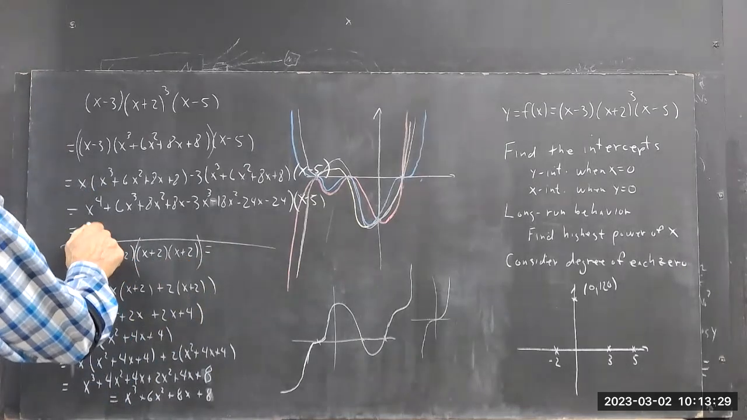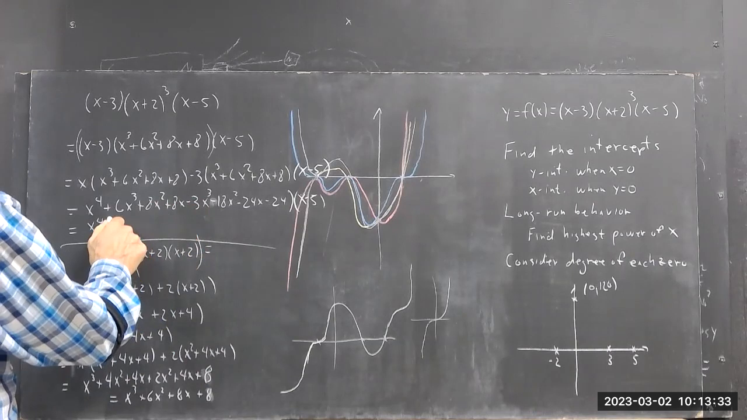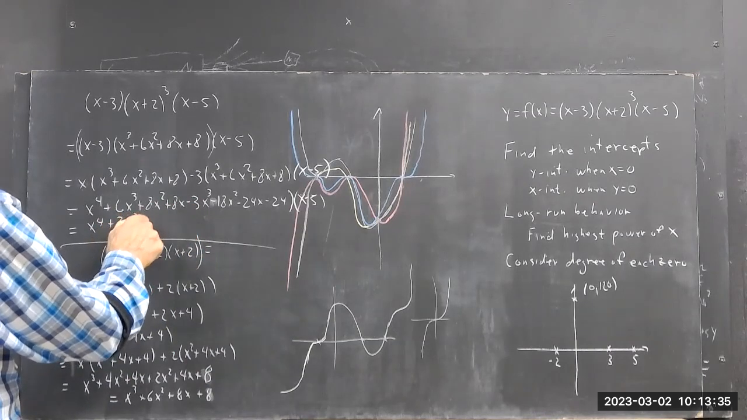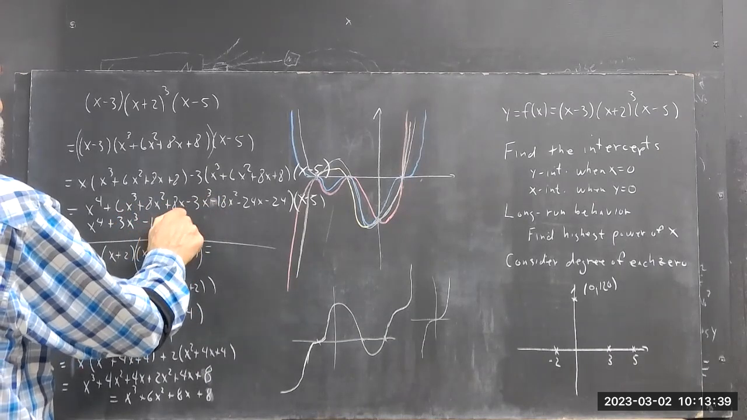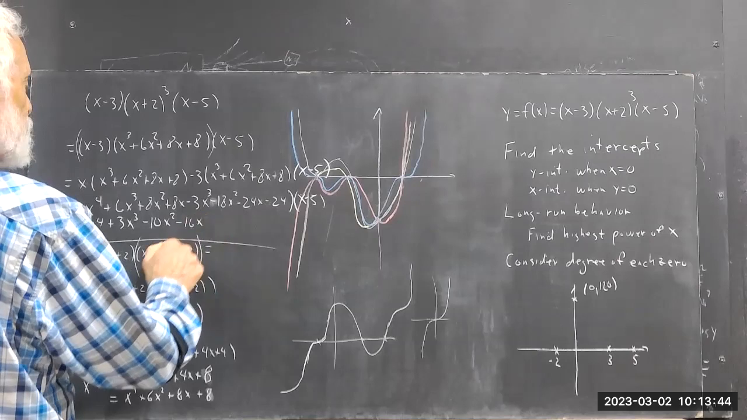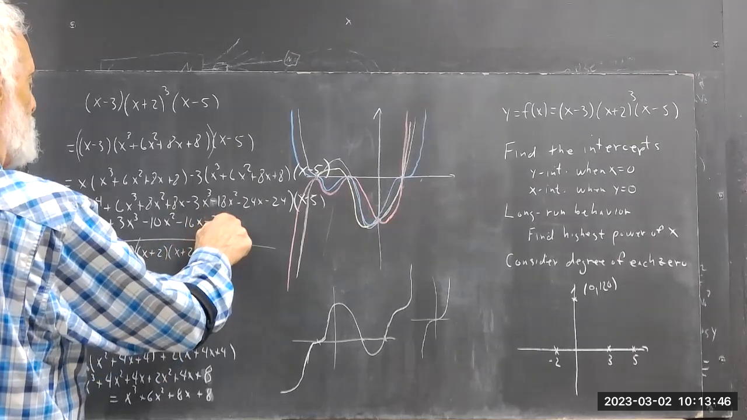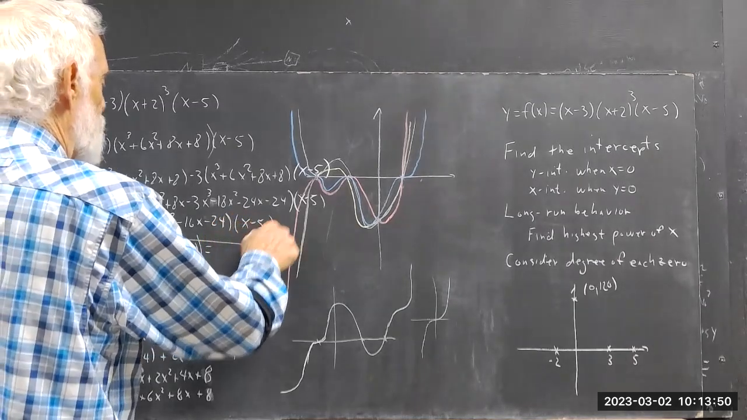Well, that equals x to the 4th. We got a 6 and a negative 3 on the x cubed. That's going to be 3x cubed. 8x squared and negative 18x squared is negative 10x squared. 8x minus 24x is minus 16x. And then minus 24. And we get to multiply all that by x minus 5.